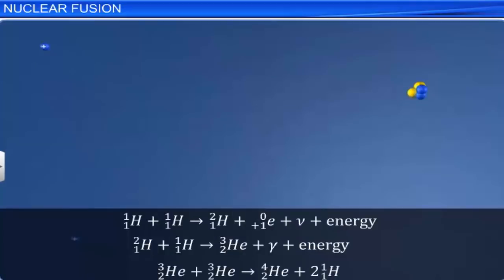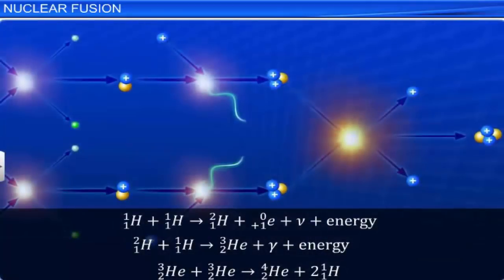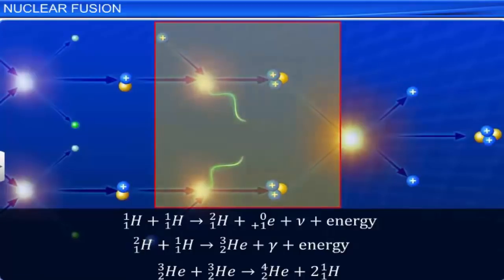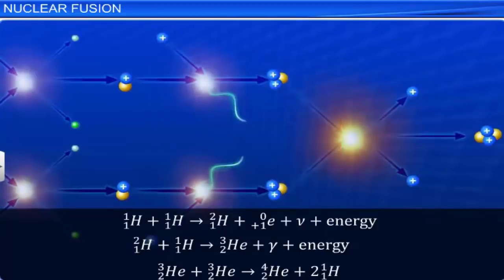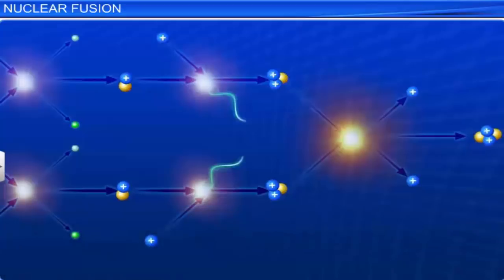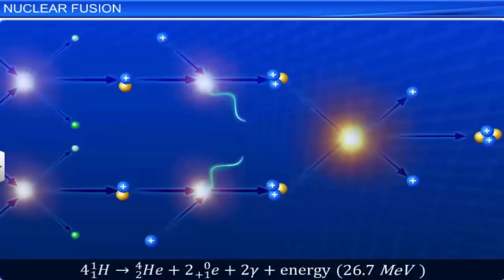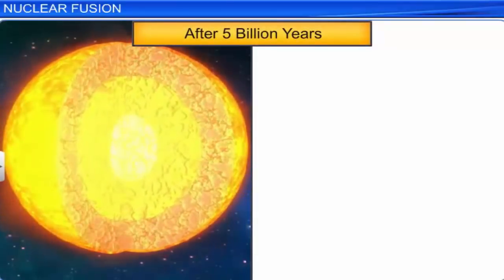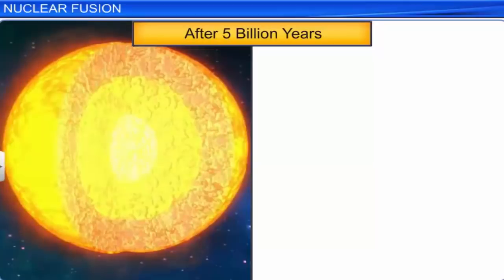For the last step to occur, the processes represented by equations 1 and 2 must occur twice. The net effect of the above multiple step process is that 4 hydrogen nuclei fuse together to form a helium nucleus releasing 2 positrons and gamma particles along with energy equal to 26.7 million electron volt. This process is estimated to run in the Sun's core for about 5 billion more years, by which it would mostly contain helium nuclei.